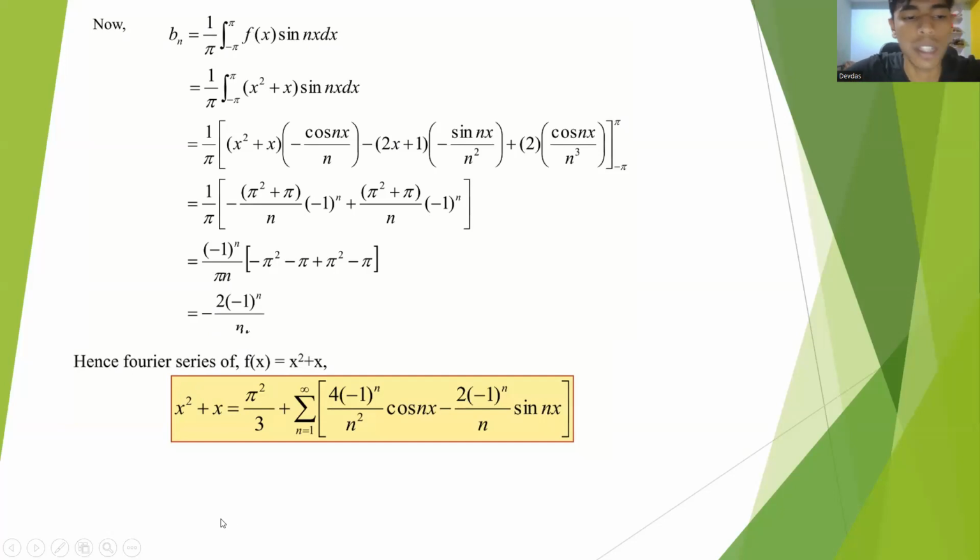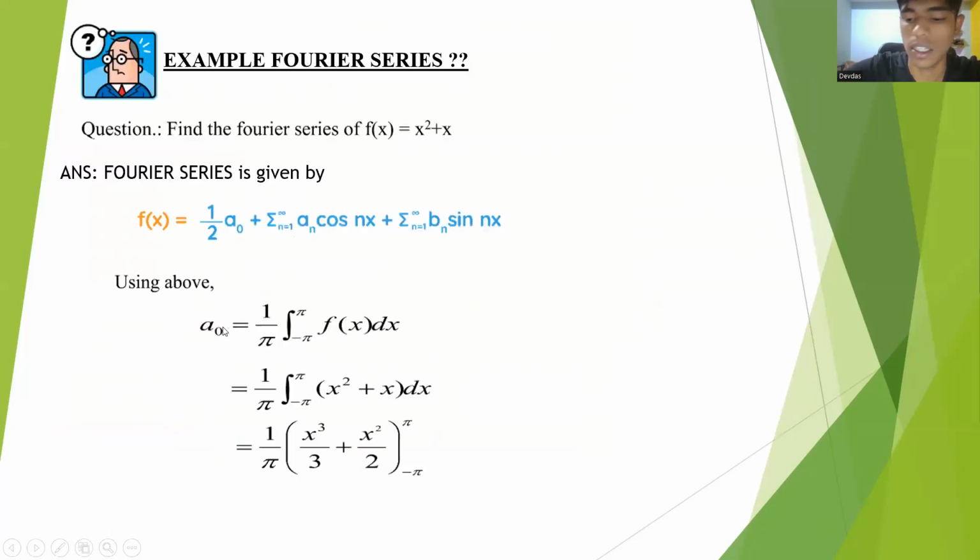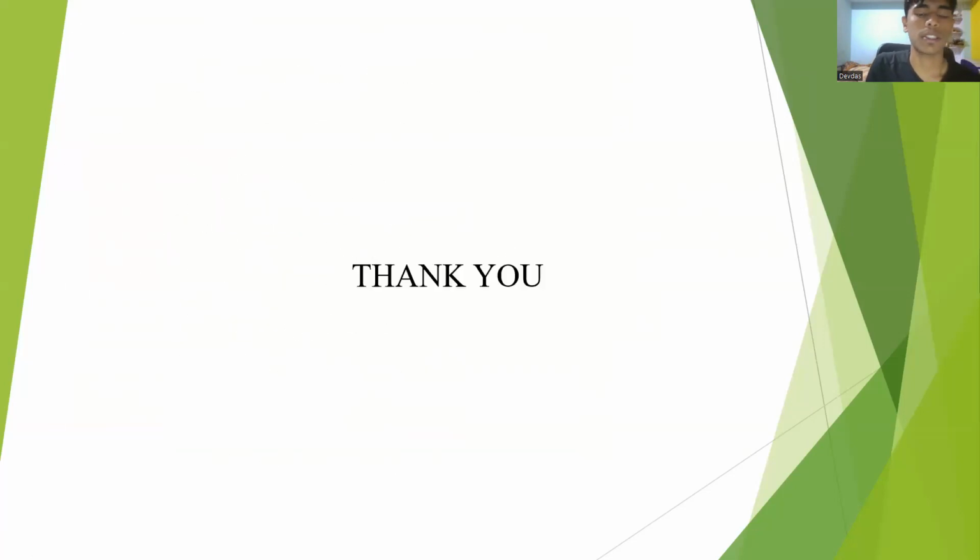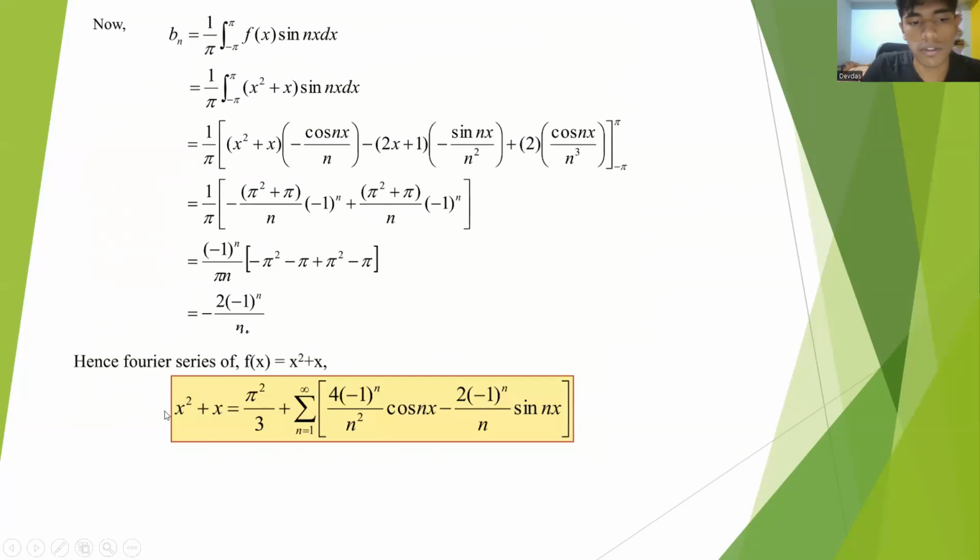Now replace these values in this equation, which is the Fourier expansion. When you replace these values in the Fourier expansion, this is the final Fourier series that you would get. You can see that x squared plus x is equal to pi squared by 3 plus the summation from n equal to 1 to infinity of 4 into minus 1 to the power n by n square cos nx minus 2 into minus 1 to the power n by n sin nx.